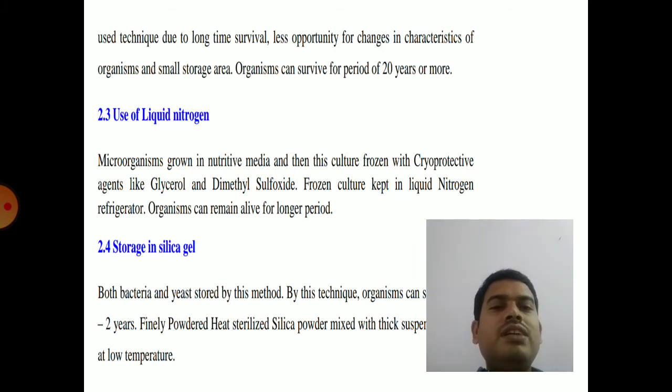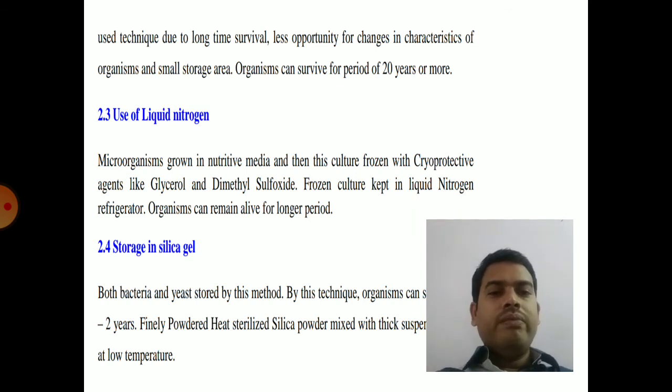So the next one is use of liquid nitrogen at minus 190 degrees centigrade. Liquid nitrogen will give a temperature of minus 196 degrees centigrade. In this method, the microorganisms to be stored are mixed with cryoprotective agents like glycerol or dimethyl sulfoxide. After that, you plunge or dip the vial containing the microorganisms in liquid nitrogen, where the organisms are cryopreserved.